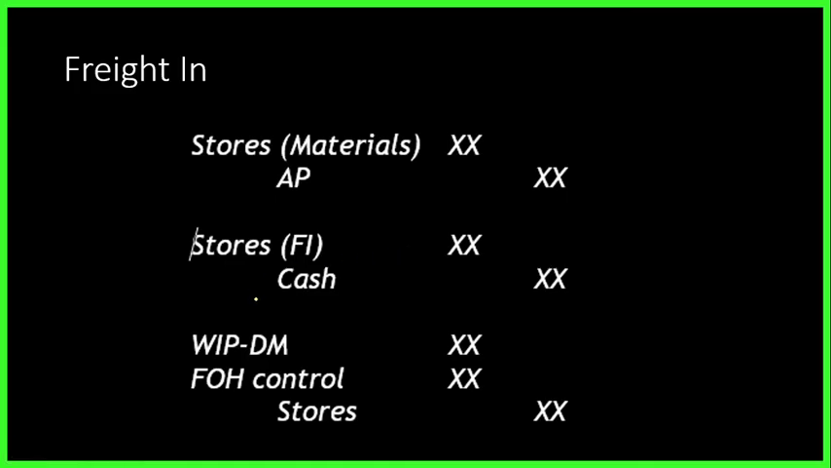Now for your freight in, debit raw materials or debit stores, and then credit cash. Once it's issued, that's the time you debit your work in process, direct materials, or factory overhead control, for your freight, the part you allocate to them. And then you have your stores, or you can remove that. You could just debit work in process, direct materials, which includes the cost of your material and the allocated freight in. Walang mali doon.